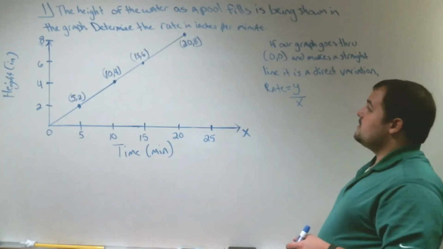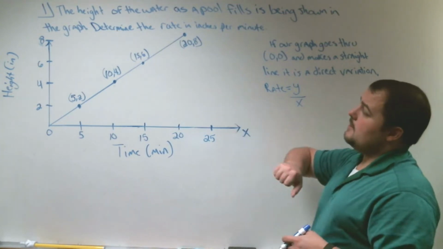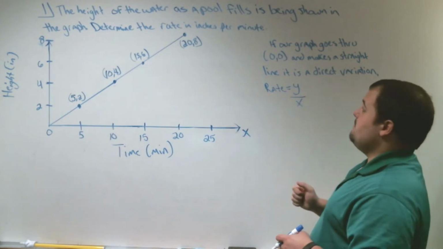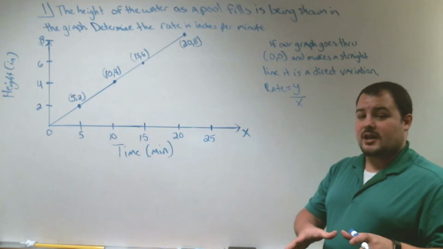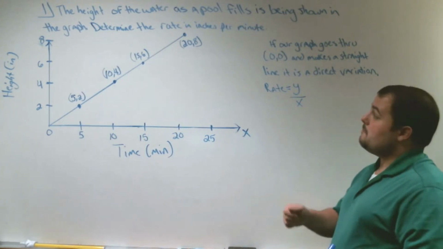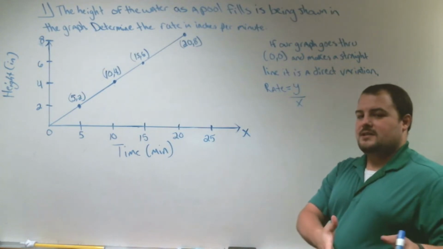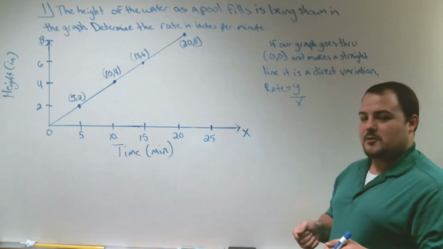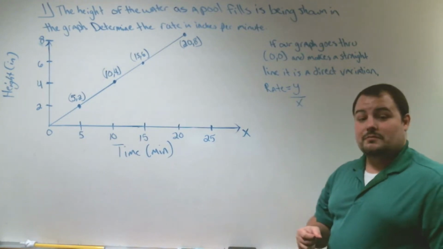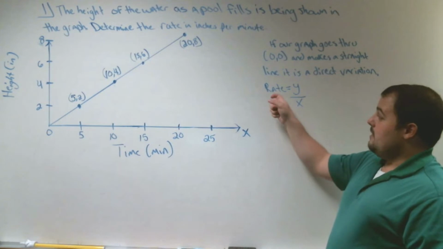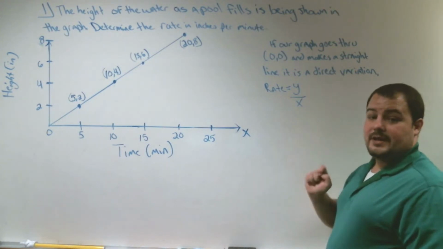For our first example, we have the height of water as a pool is being filled as shown in this graph. Determine the rate in inches per minute. Here's something we need to understand about direct variation, and it might be familiar. If our graph goes through 0, 0 and makes a straight line, that means it's proportional. If our graph is proportional, then it's a direct variation. If it's a direct variation, to find the rate, all we have to do is take our y and divide it by x.